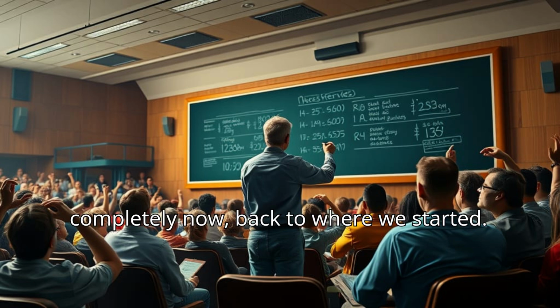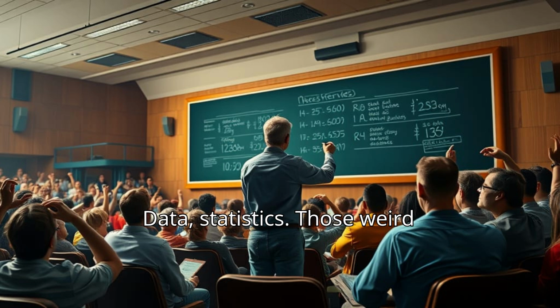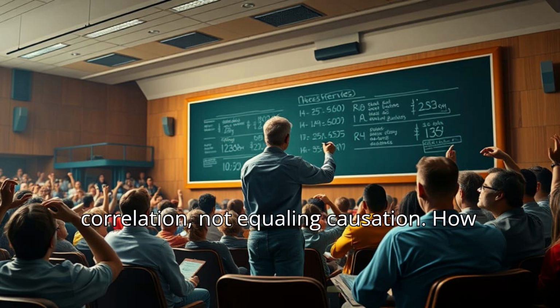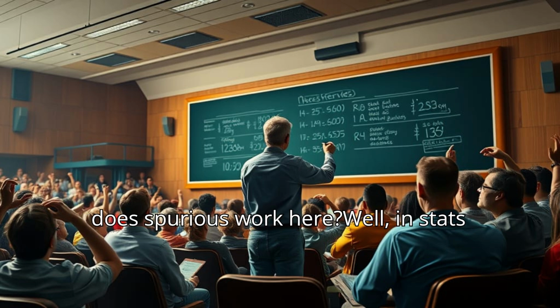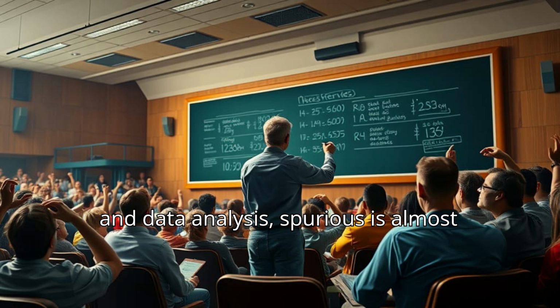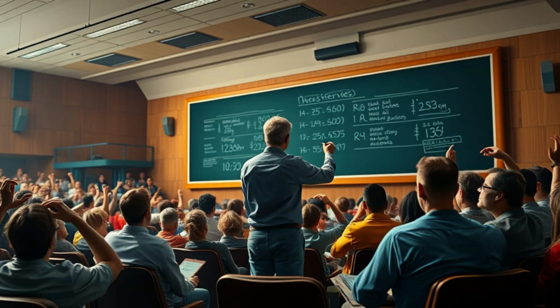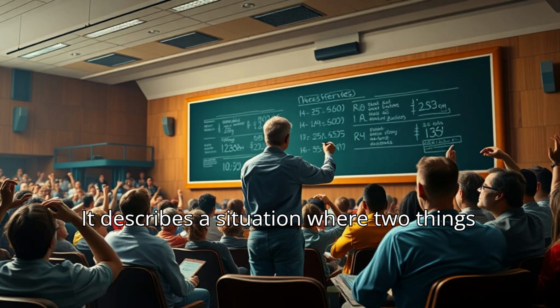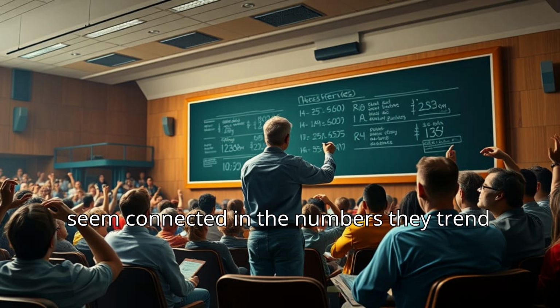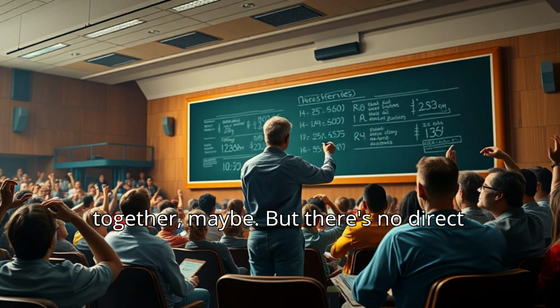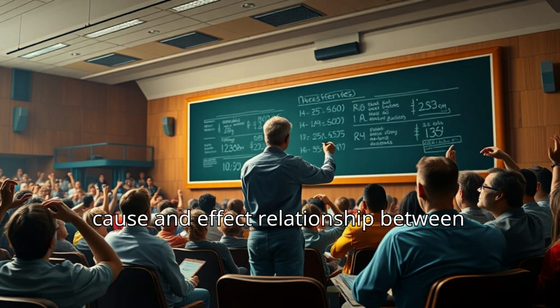Right. Let's shift gears completely now, back to where we started. Data, statistics, those weird correlations. Right, the land of correlation not equaling causation. How does spurious work here? Well, in stats and data analysis, spurious is almost synonymous with spurious correlation. It describes a situation where two things seem connected in the numbers, they trend together, maybe, but there's no direct cause and effect relationship between them.